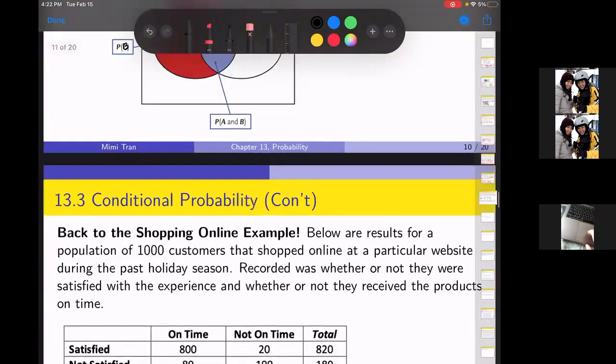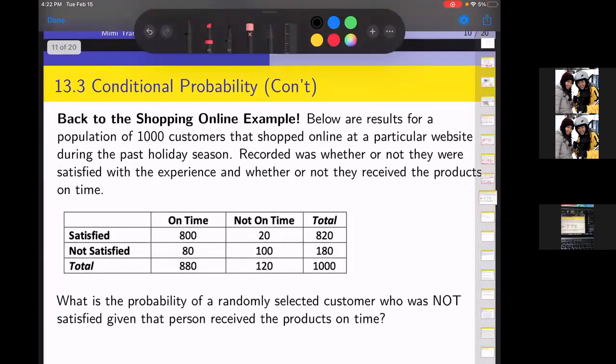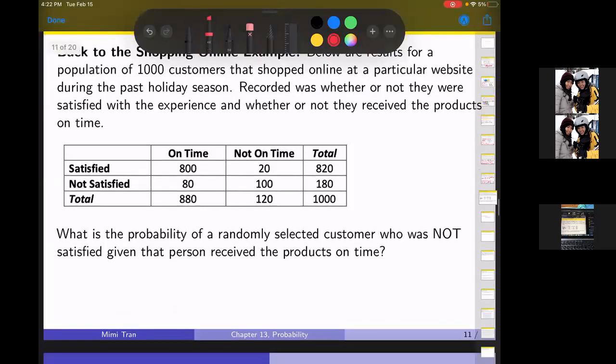All right. So let's do this one. Back to the shopping online problem. Now, my question is, what is the probability of a randomly selected customer who was satisfied, so that I don't have to find who was not satisfied, given that the person received the product on time? So which one is A? Which one is B? Let me write down here for you. P of A given B equals P of A and B divided by P of B.